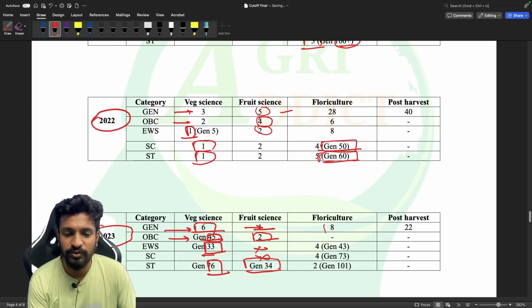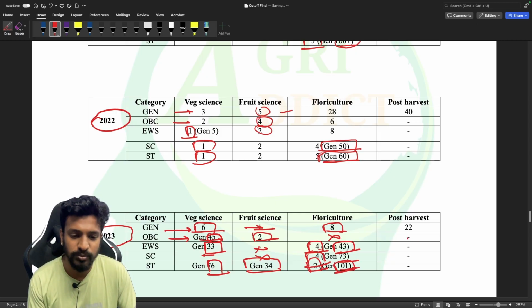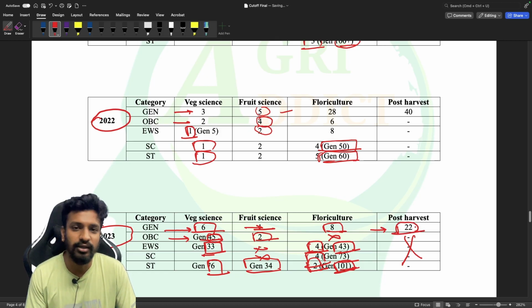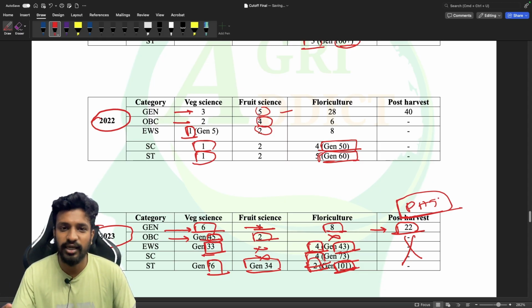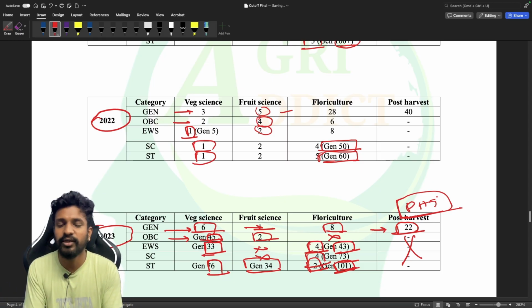Next, for floriculture, the general rank was 8, and for OBC there was no seat. For EWS it was 4 at the general rank of 43, for SC it was 4 with general rank of 73, and for ST it was 2 with the general rank of 101. And for post harvest, the student with the 22 rank in general was the last cutoff rank for getting the seat in IARI New Delhi for post harvest management. So this is the complete details about the cutoffs for the different departments under horticulture.